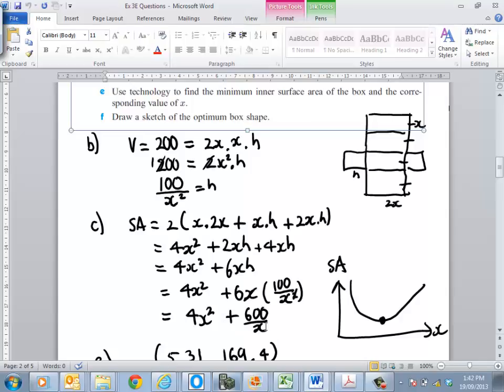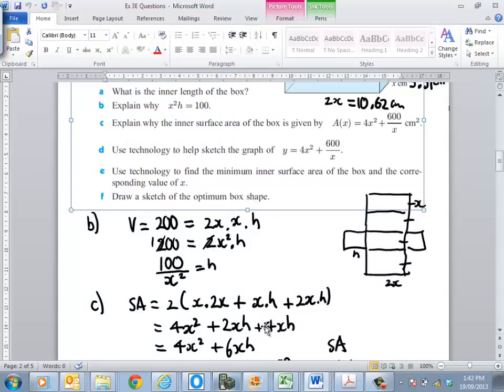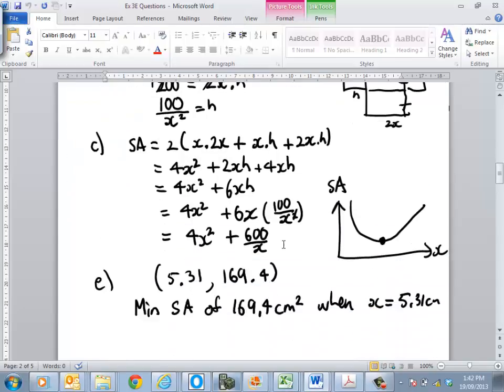Now, the next bit of that question says, use technology to help sketch the graph. You might have really struggled with this concept right up to here. The words use technology mean you don't really have to understand what I'm doing: go put that in my calculator and graph it and find the graph. The only thing that's tricky about some of these is that some of them are big sketches.